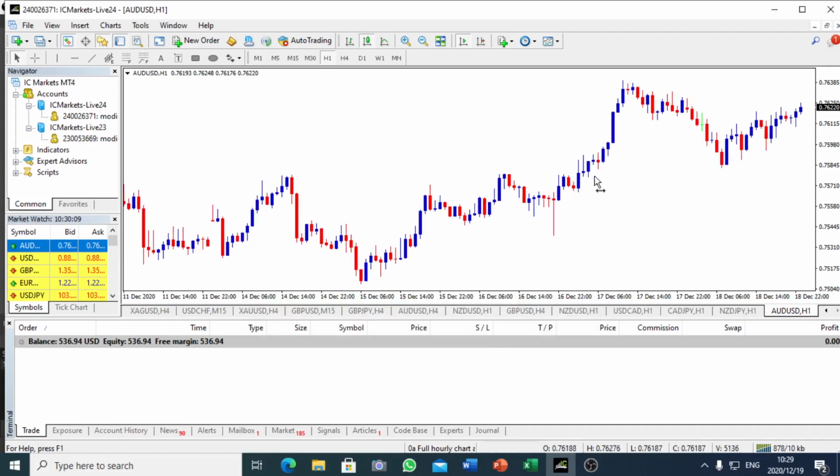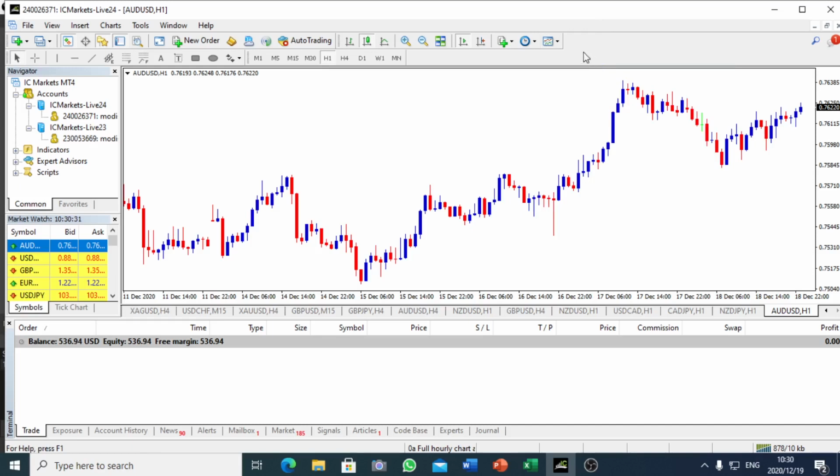Then how do we make others? You don't have to always change, go to property, and change the things the way you like them. That is time consuming. What I love about MetaTrader 4 is that you can save this as a template. Okay, let's do that now.